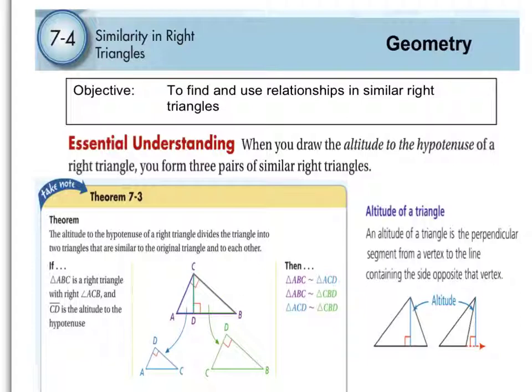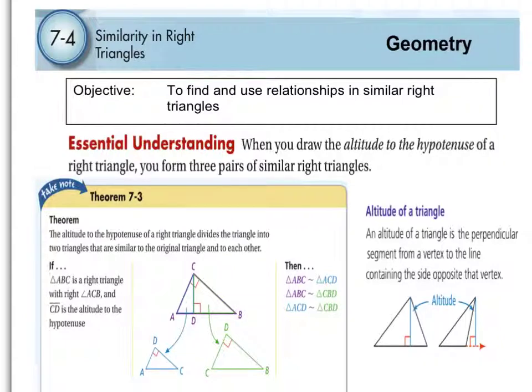Okay? Our objective for this section, section 7.4, is to find and use relationships in similar right triangles. Okay, so we're going to take similar right triangles and find relationships about them that are going to make them similar. Okay, our essential understanding here: when you draw the altitude, we're going to talk about what this word means here in just a second, the altitude, to the hypotenuse of a right triangle, you form three pairs of similar right triangles. Now, let's talk about that word.